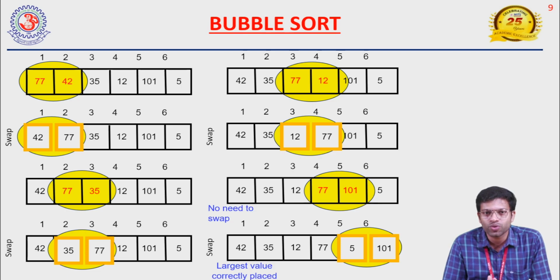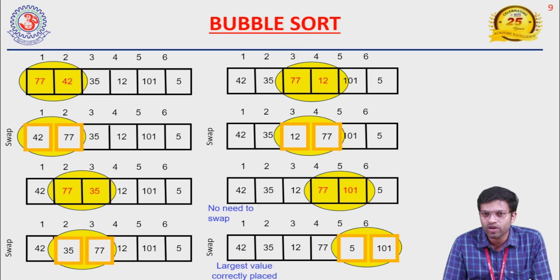And it will go on like this. 77 and 35 will be compared. 35 will be reaching the second place. 77 will be added to the third place. And 77 and 12 will be compared. Again, the swapping process will continue. And again, 77 and 101 will be compared. Here, there is no need for swapping because they are already in sorted order.